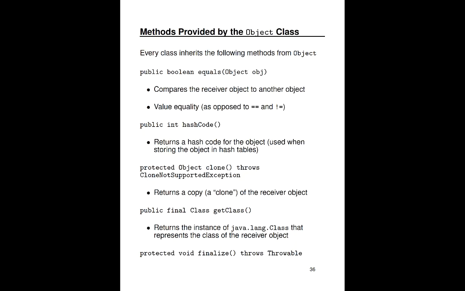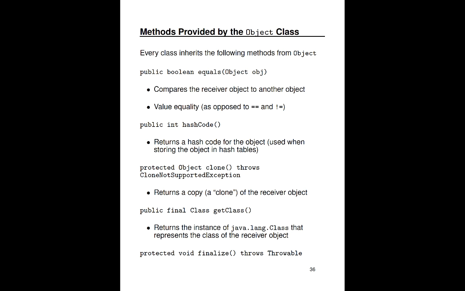A couple slides ago, I said that every class in Java is a subclass, either directly or indirectly, of java.lang.Object. And java.lang.Object provides certain methods to, therefore, all objects. So all objects have an equals method that allows them to express if they are equal to some other object. It's called public boolean equals and returns true or false of whether or not this object, the one that the equals method is invoked on, is the same as the object that's passed in.